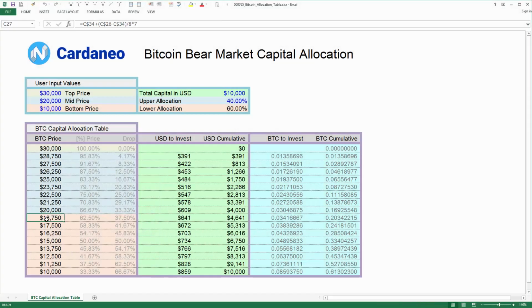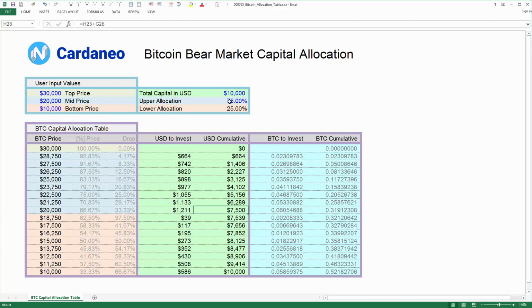If you don't really believe that Bitcoin will go below $20,000, what you can do, you can increase the upper allocation of your capital to, let's say, 75%, which will leave only 25% to be invested below $20,000, which anyway you do not think will happen. So that means that if the price goes down to $20,000, you will have invested $7,500 or 75% of your $10,000, and then another $2,500 will probably remain unused.